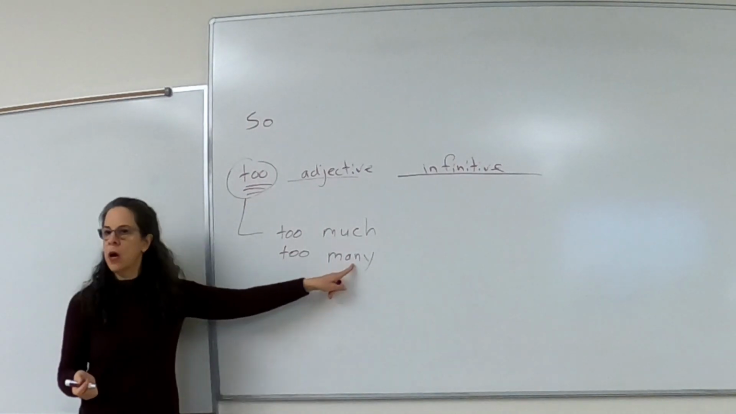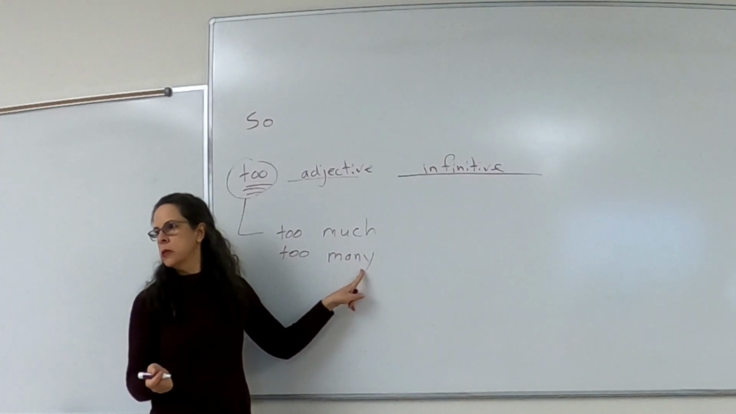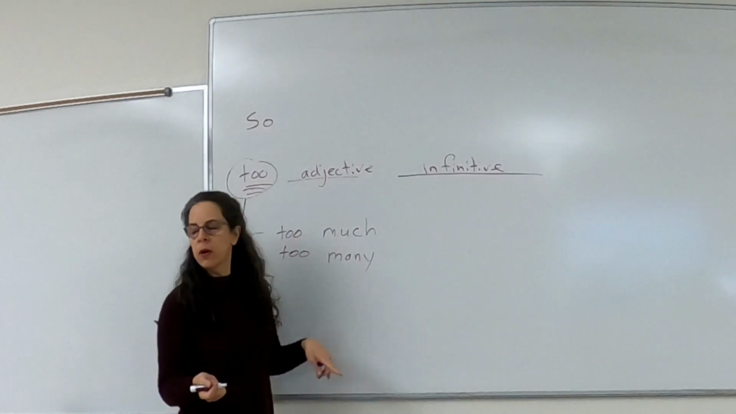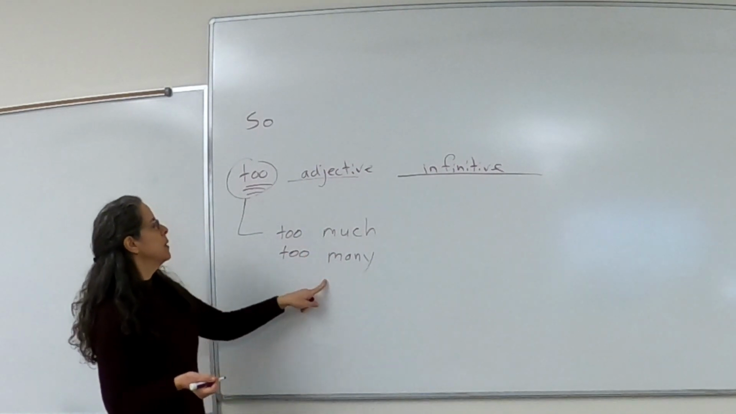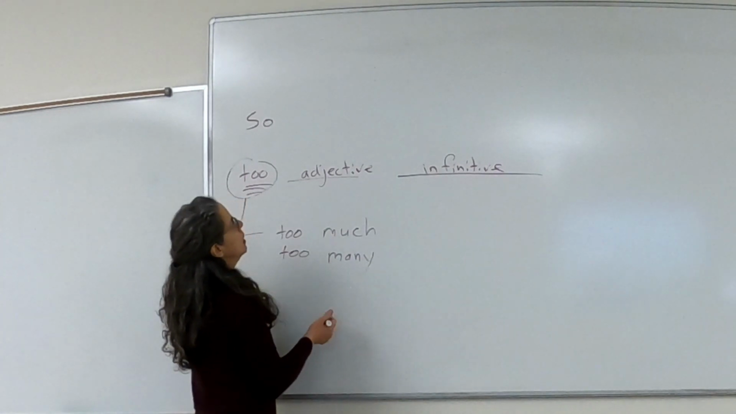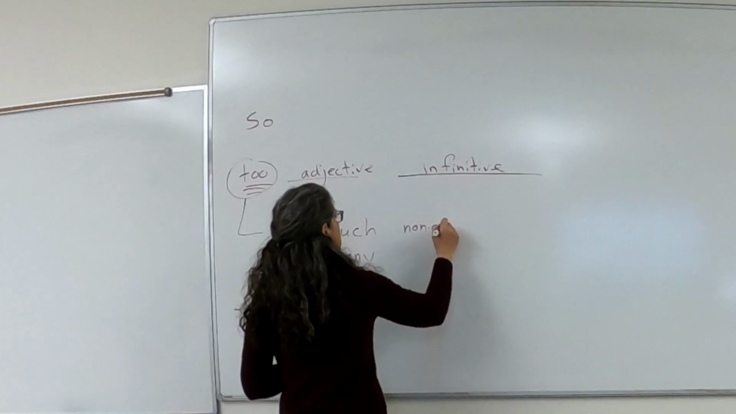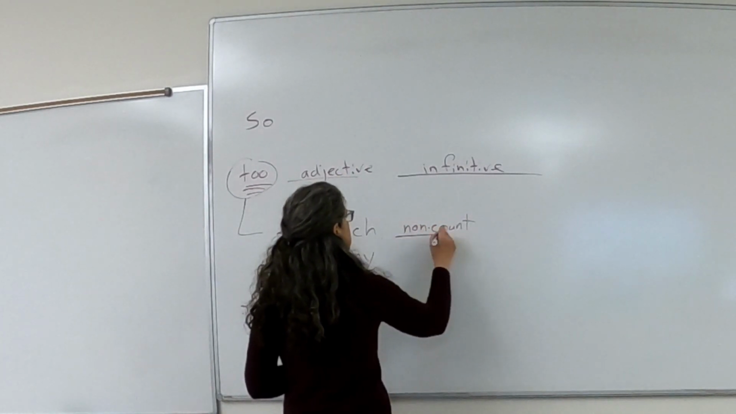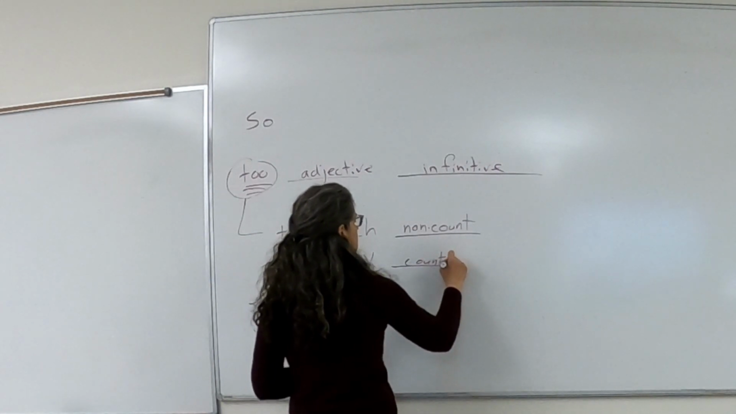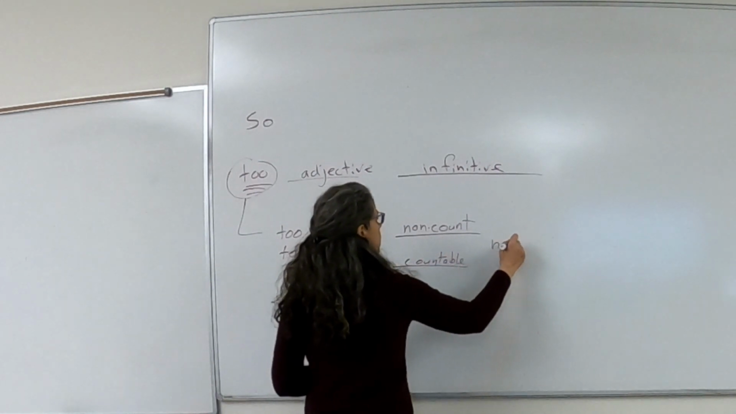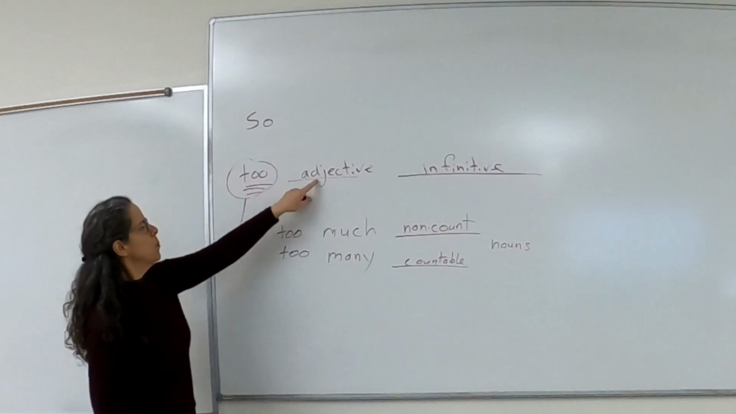And many is for what kind of nouns? Countable. Too many books, too many people, too many problems. Okay, so much and many, we use it like that. Too much, too many. Usually pain is uncountable. Too much pain. Countable nouns. Okay, but then there's another problem here.